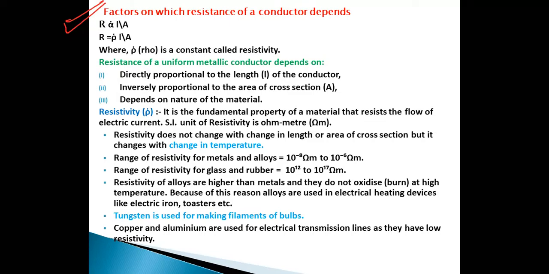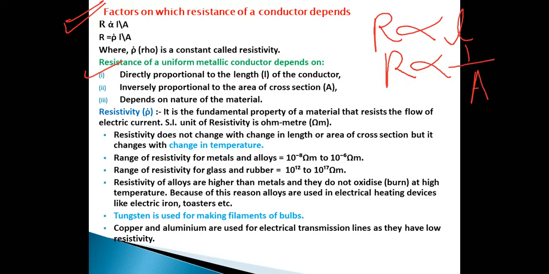First factor, resistance of a uniform metallic conductor depends on. First of all, the resistance of a conductor is directly proportional to the length of the conductor. Second, resistance of a conductor is inversely proportional to area of cross section. And third one, resistance of a conductor depends on the nature of the material. So if we combine both the equations, we can write resistance R is proportional to L by A.